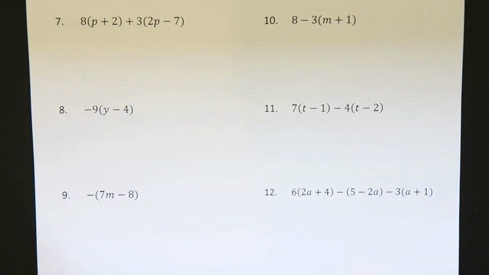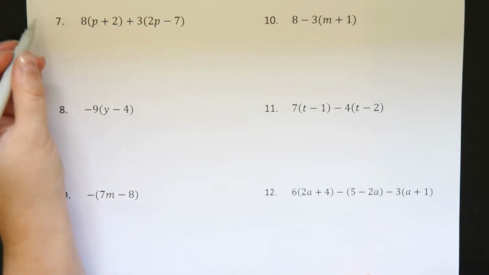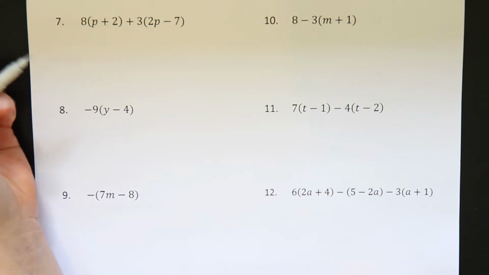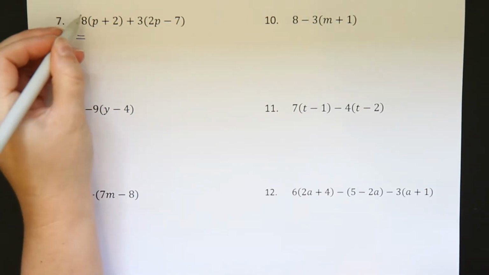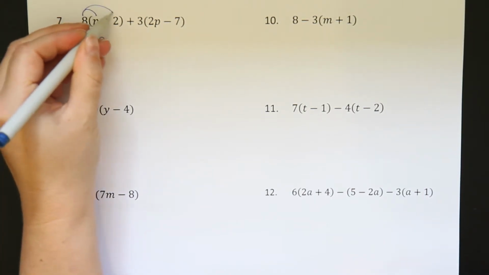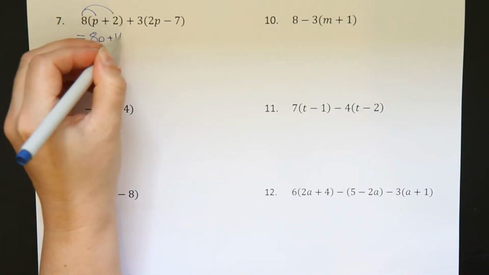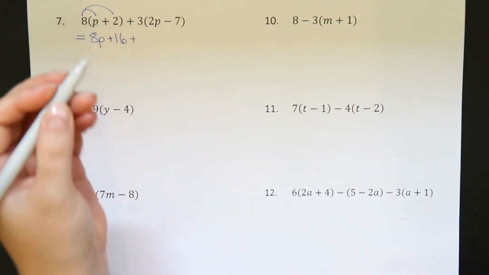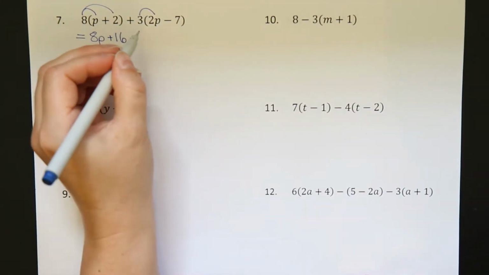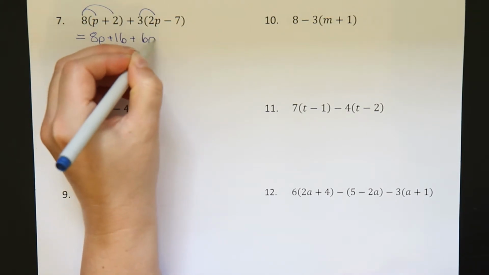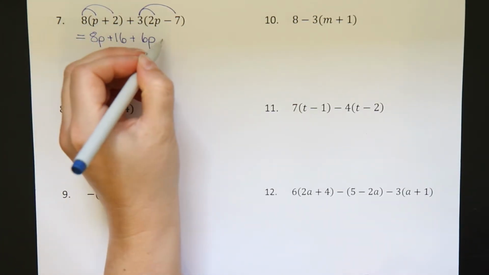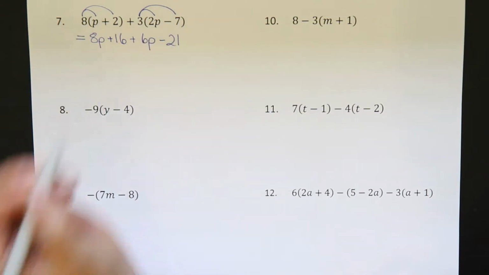Okay, question 7, I have a few more, getting slowly harder as we go here. I have 2 brackets in this question to be expanded out. I just have to repeat the process of expanding twice. 8 times p is 8p. 8 times 2, 8 2s are 16. Then I want to expand my second bracket. 3 times 2p is 6p. And then 3 times minus 7 is minus 21.